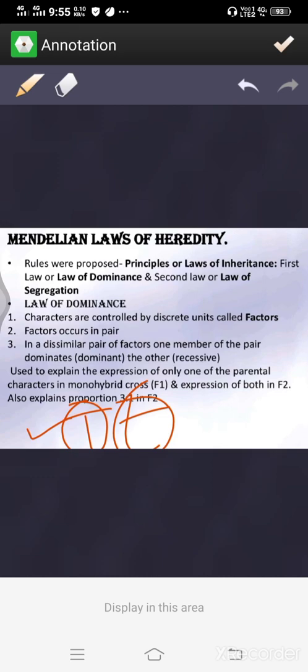So the plants in the F1 generation of the monohybrid cross were all tall, and both characters expressed in F2. In F2 you saw that we got the genotypic ratio of 1 is to 2 is to 1. That is, 1 was completely homozygous tall, 2 were heterozygous tall, and 1 was homozygous dwarf. This explains the law of dominance, where in a heterozygous condition the dominant character always expresses itself and the recessive character suppresses itself. This is called the law of dominance.